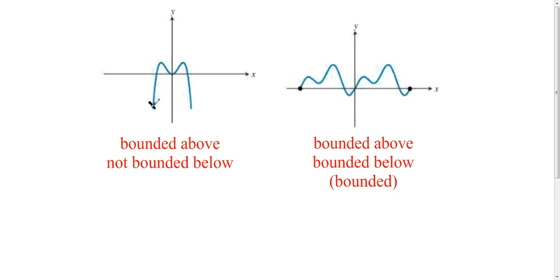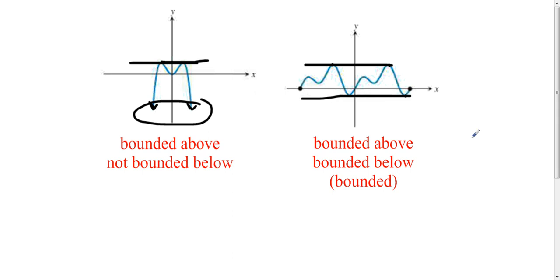This one, if I look at the floor of it, it doesn't reach a minimum point, so it is not bounded below, but it does reach a maximum point up here, so it is bounded above. And then this one reaches both a high point and a low point. So at the ceiling it reaches a high point, at the floor it reaches a low point. So it's bounded both above and below. And then instead of saying bounded above and below, we just say it's bounded.